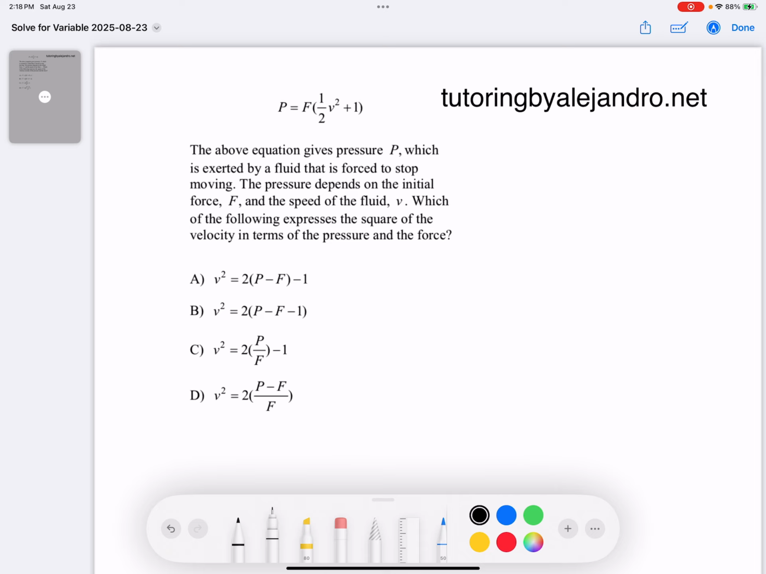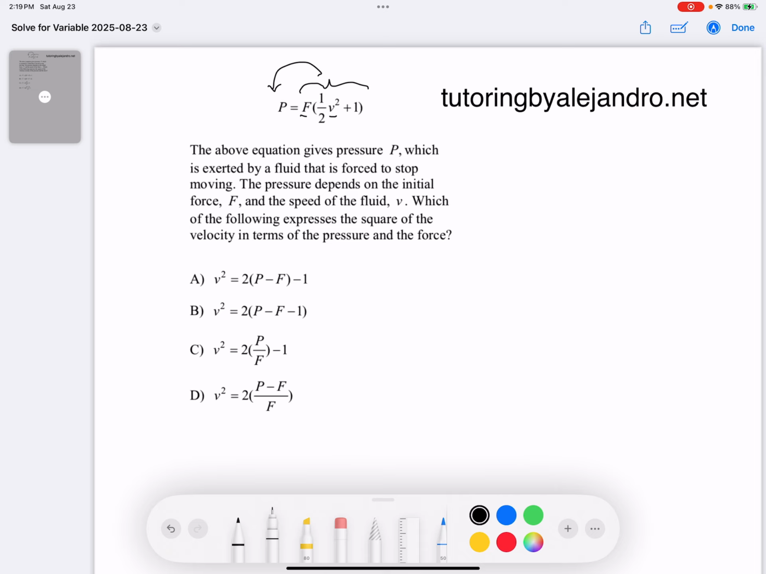So the gist of this problem is we have to express the square of the velocity in terms of the pressure and the force, which entails basically leaving this v squared on one side of the equation by itself, right? Okay, so the way we do this, in layman's terms, we get rid of what's farthest away from the v squared, but still on the same side of the equation. So basically everything that's on the right we're going to have to move to the other side. We're going to start with what's farthest away, which is this f, right?